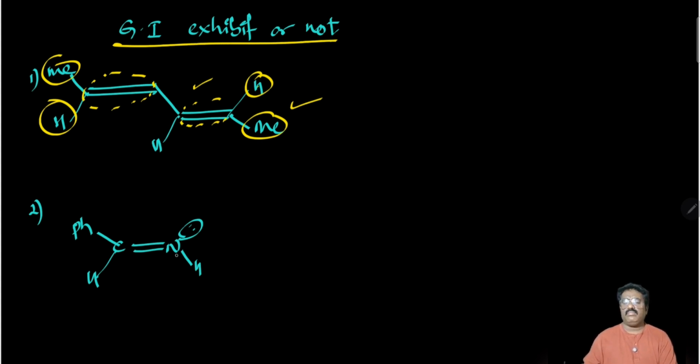Carbon double bonded with nitrogen: it is a phenyl group and hydrogen, and OH and H. Two different groups, so it can show GI. Yes, it can show GI. Have a look at the next example.